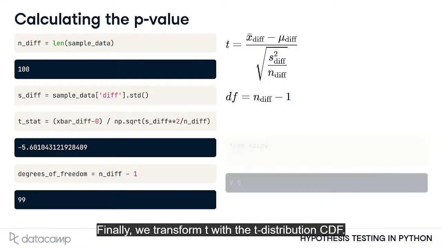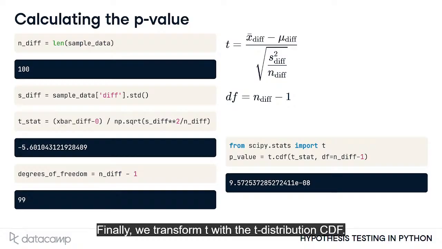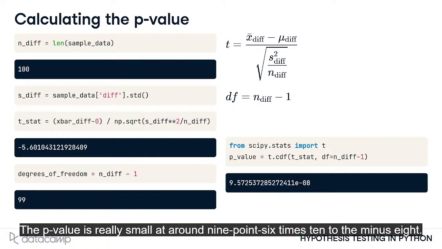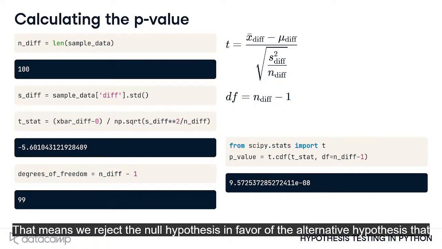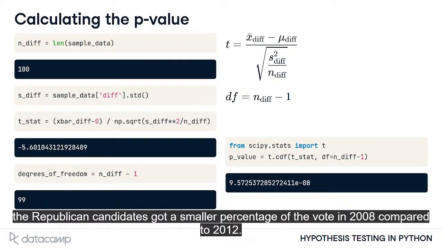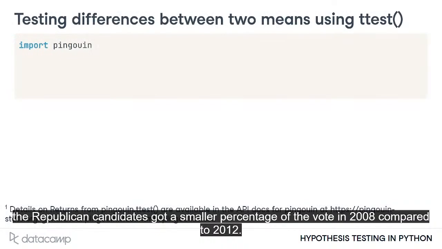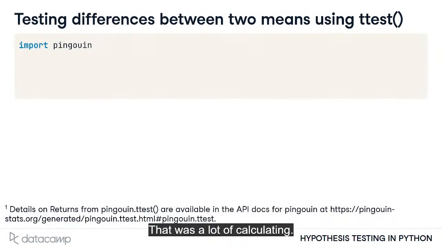Finally, we transform t with the t-distribution CDF. The p-value is really small, at around 9.6 times 10 to the -8. That means we reject the null hypothesis in favour of the alternative hypothesis that the Republican candidates got a smaller percentage of the vote in 2008 compared to 2012. That was a lot of calculating. Fortunately, there's an easier way.